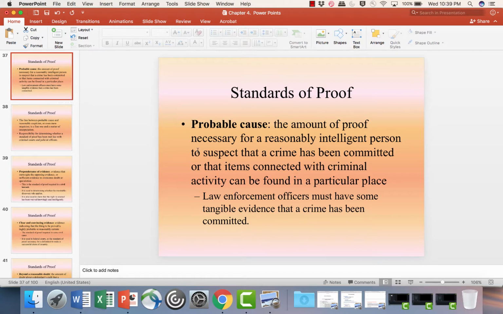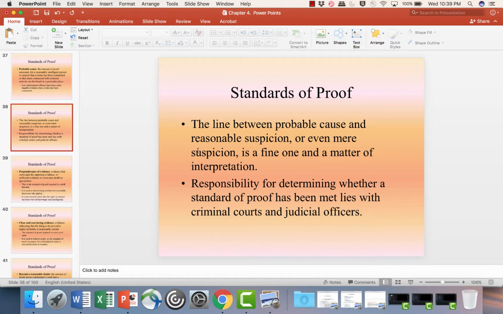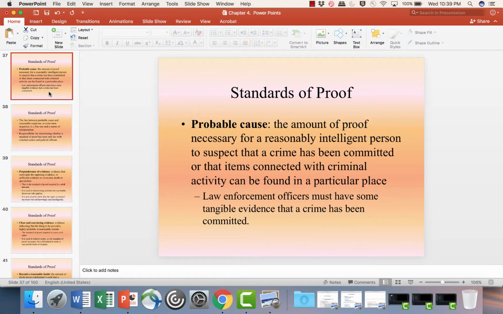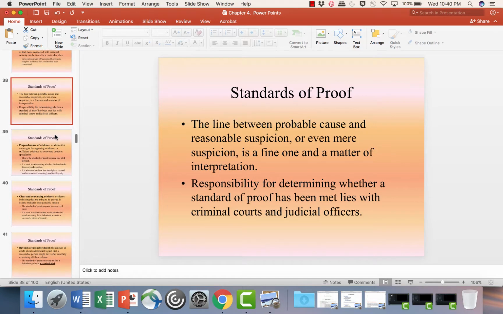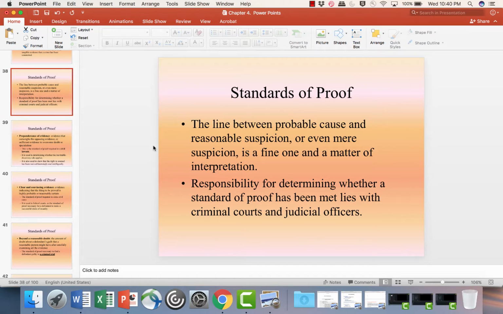And then probable cause is the amount of proof necessary for a reasonably intelligent, and that's the operative word, reasonably intelligent person to suspect that a crime has been committed, or that items connected with criminal activity can be found in a particular place. And then standard of proof is the line between probable cause and reasonable suspicion. So we have probable cause, standard of proof, reasonable suspicion. And then this is just to determine whether the standard of proof has been met.